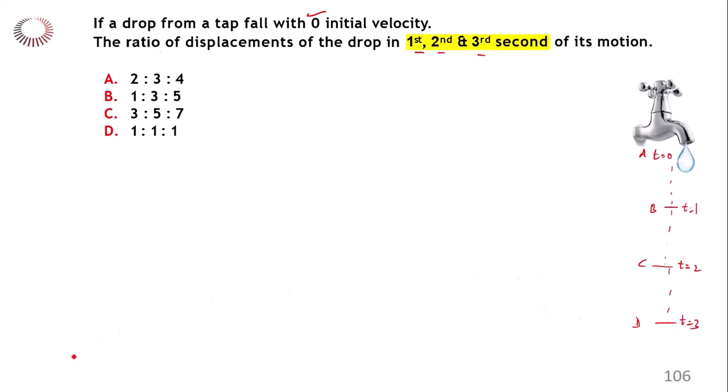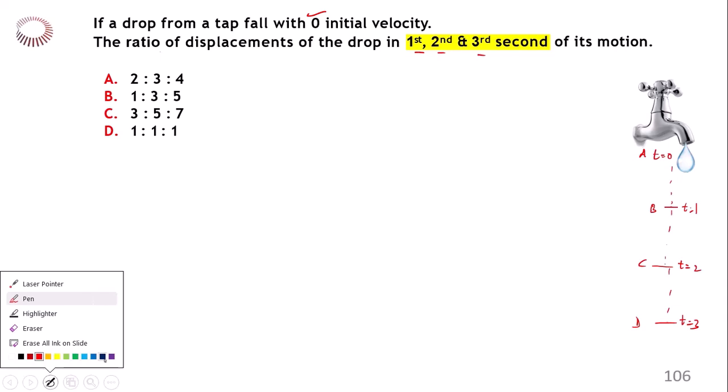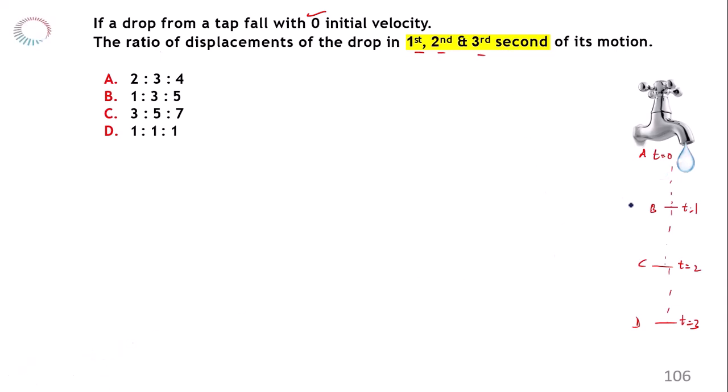Okay. So the distance that has been traveled by the particle in the first second means this much distance. Let us say I am calling it S1. The particle travels the distance in the second second, that means this much, S2. Last is S3. So this is the ratio. Okay.